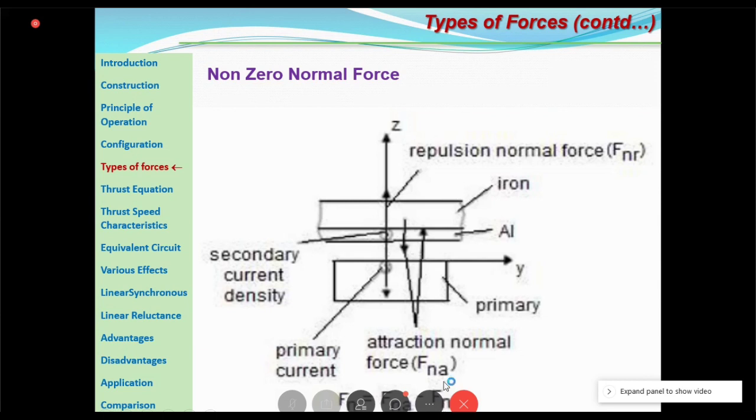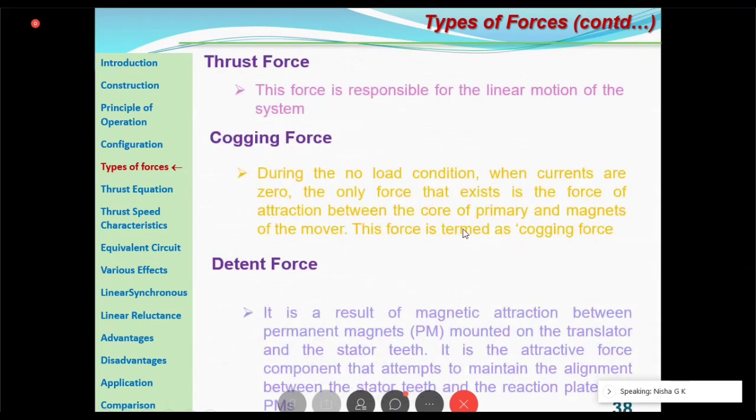If this force is there, it will try to align the secondary into the center. The reaction plate has to be centralized. That is the secondary one. So next we will see the thrust force, that is the force responsible for the useful work.